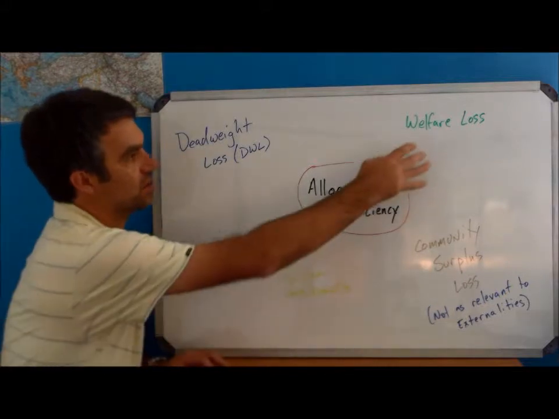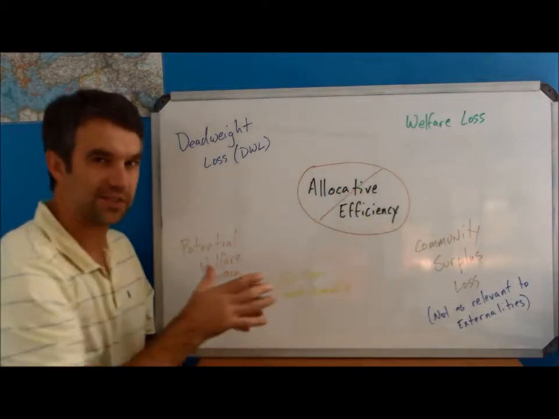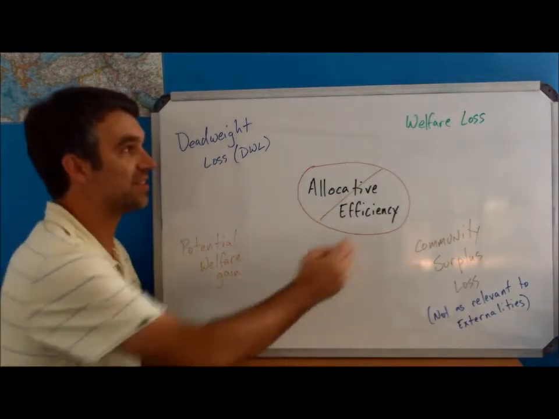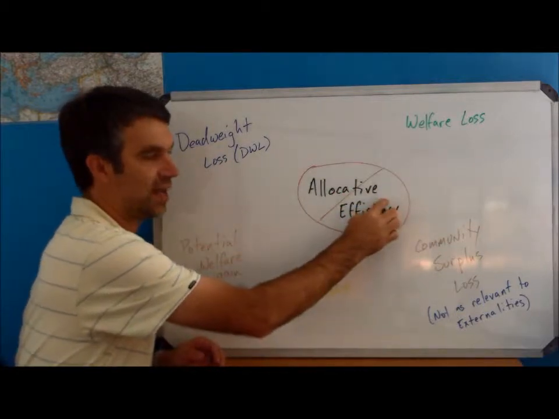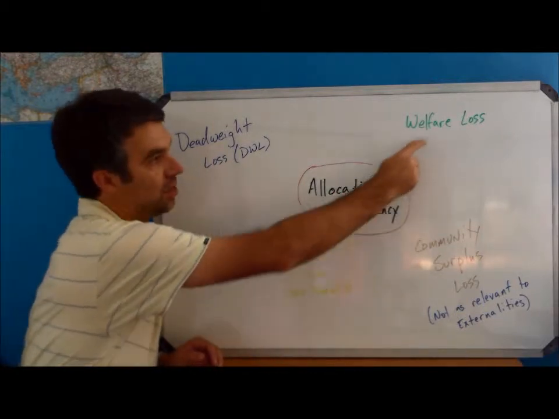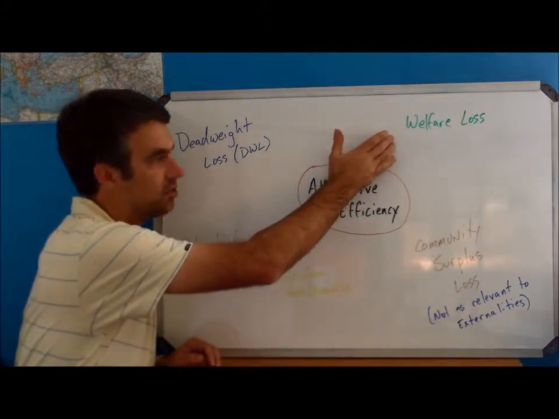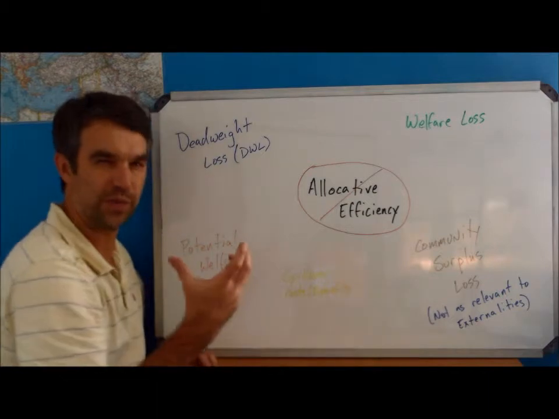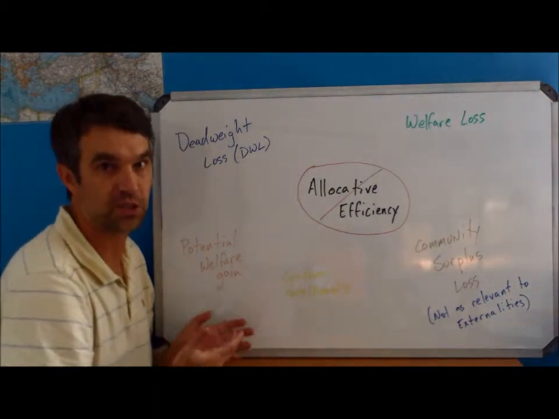Some other terms: welfare loss is a more general term, simply saying we could have been better off. So it's like whenever allocative efficiency doesn't happen, welfare loss is occurring. So it's probably the most general term you could use, and the rest of these are maybe more specific terms that are useful in different situations.